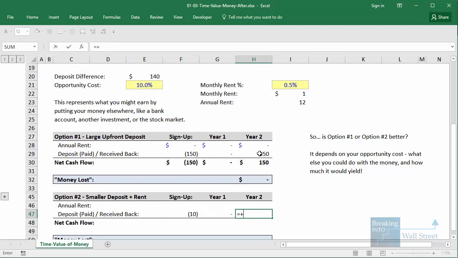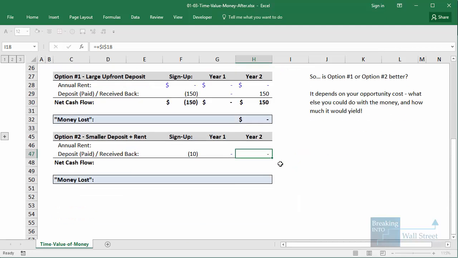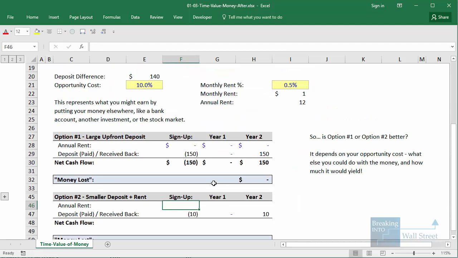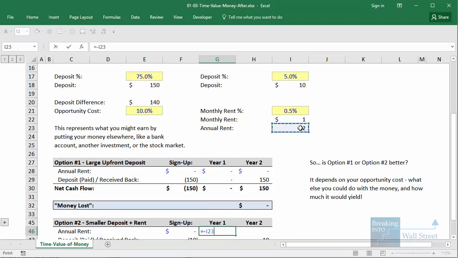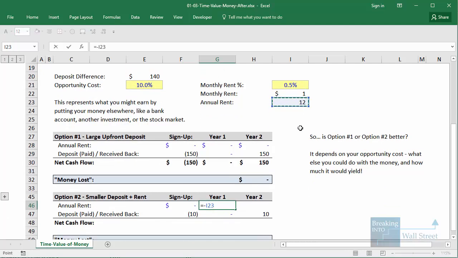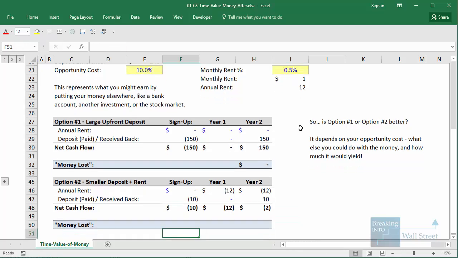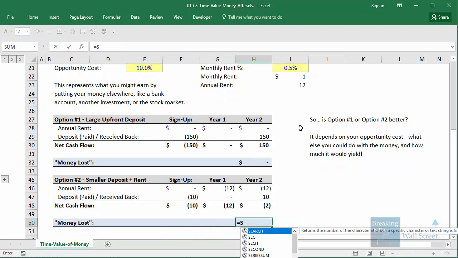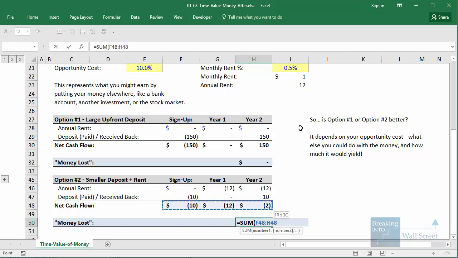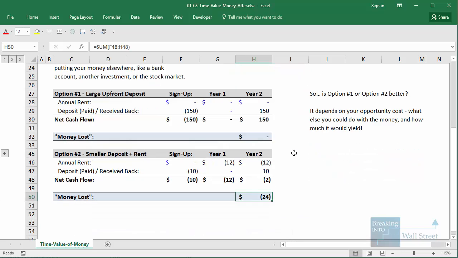In year 2, we get this deposit back. Then for the annual rent, we have nothing in the sign-up period. And then in the first year, we pay this $12,000 of annual rent, which corresponds to $1,000 of monthly rent. And then we do the same thing in year 2. And then we'll sum up the cash flows. And so if we look at the money that we lose here, it appears to be a lot worse because we've lost $24,000 now, whereas in option number 1, we haven't lost anything.